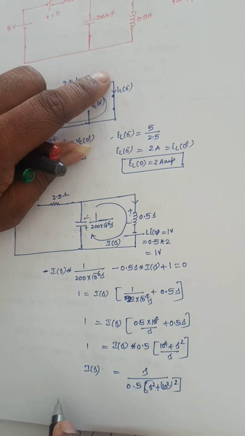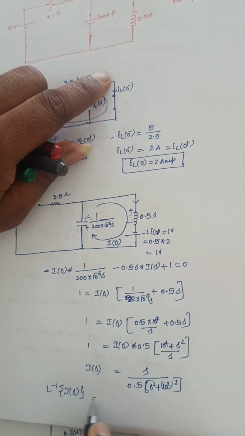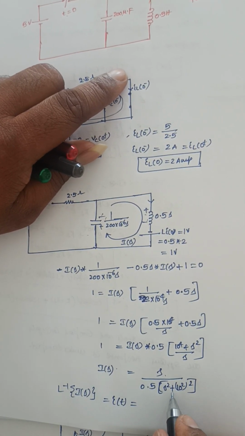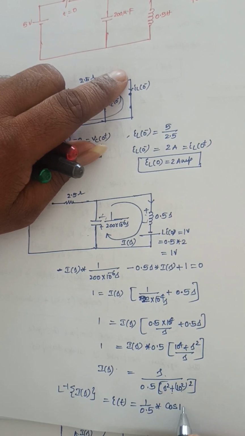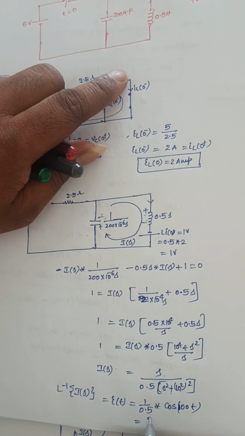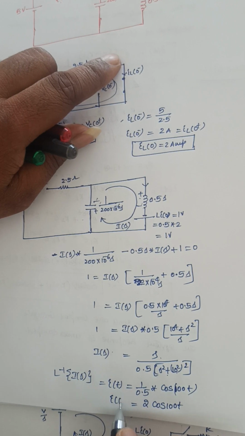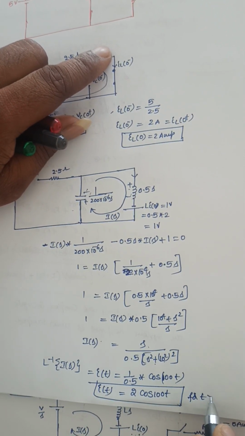Now if I apply the inverse Laplace transform, L inverse of I of S, I of t is equal to S divided by S square plus omega square, so it is 1 by 0.5, cos omega t where omega value is 100 here, so cos 100t, so it is 2 cos 100t. So this is the expression for the current flowing through the inductor for t greater than 0.